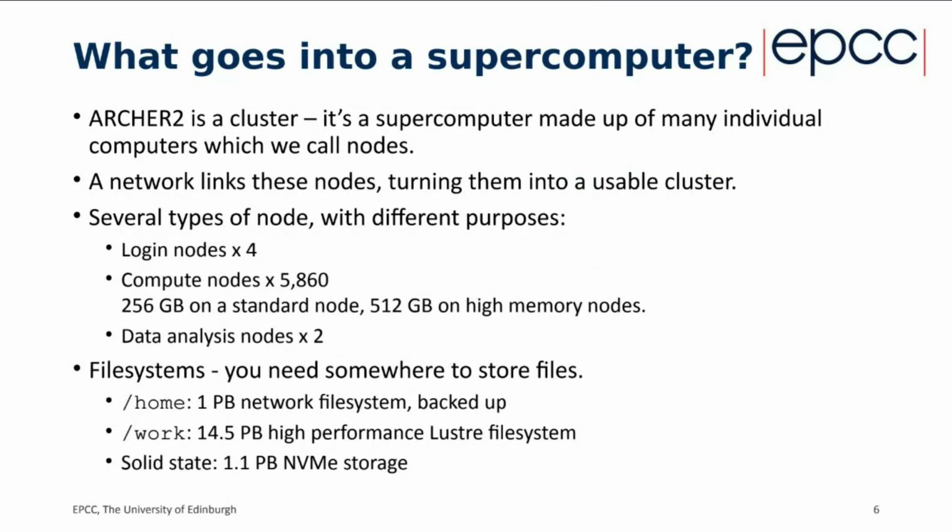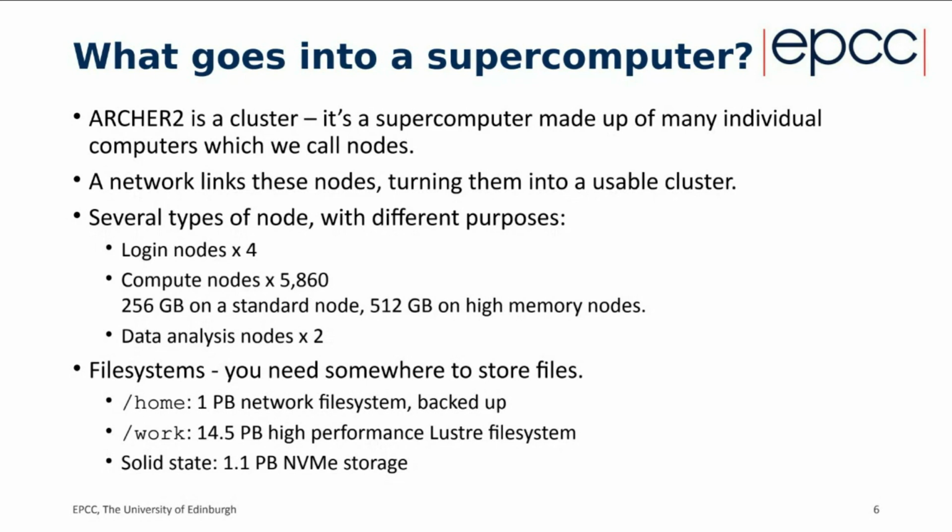What goes into making that very capable system? Well, ARCHER2 is a cluster. Basically, all supercomputers nowadays are built as clusters. This means that the system itself is made up of many small individual computers, which we're just going to call nodes. And the network links these individual computers together, and that turns them into a usable cluster. So it's many individual computers, remember, nearly 6,000 compute nodes, and the network linking them together allows them to communicate with one another, share work, and that turns it into a supercomputing cluster.